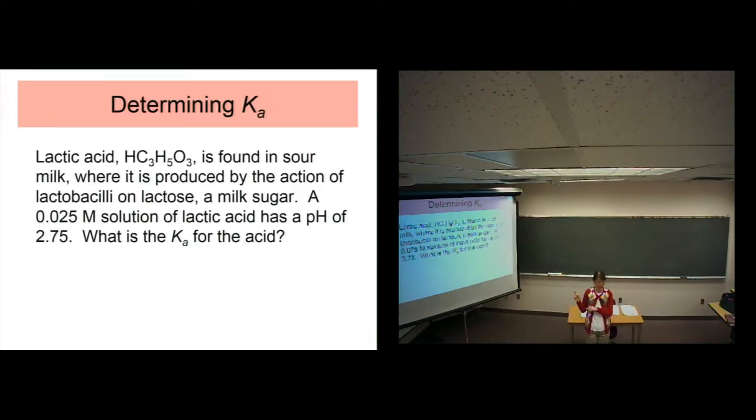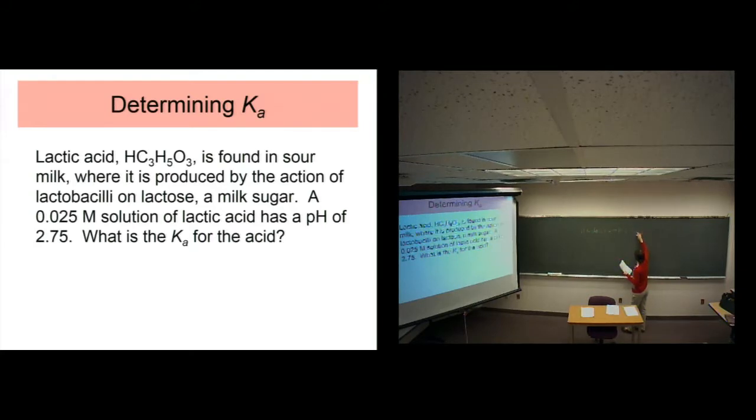We know how to do that, right? So first let's write this equation. I'll put this up here. Okay, so that's HC3H5O3 donating a proton plus C3H5O3 minus, right? And we're setting up the ice table, ICE. Now you remember the first thing we have to do is write down all the information that's in the problem. So let's see what's in the information in the problem.